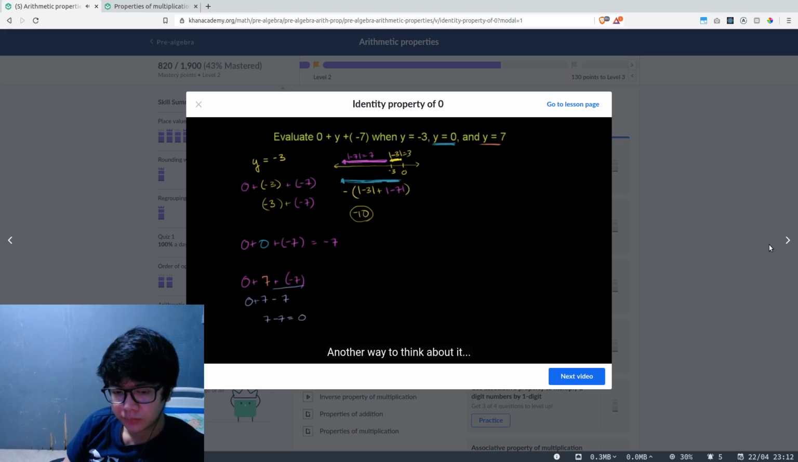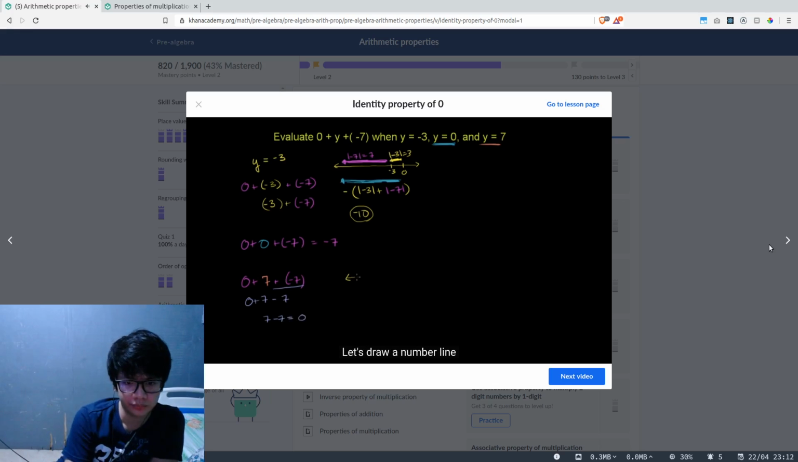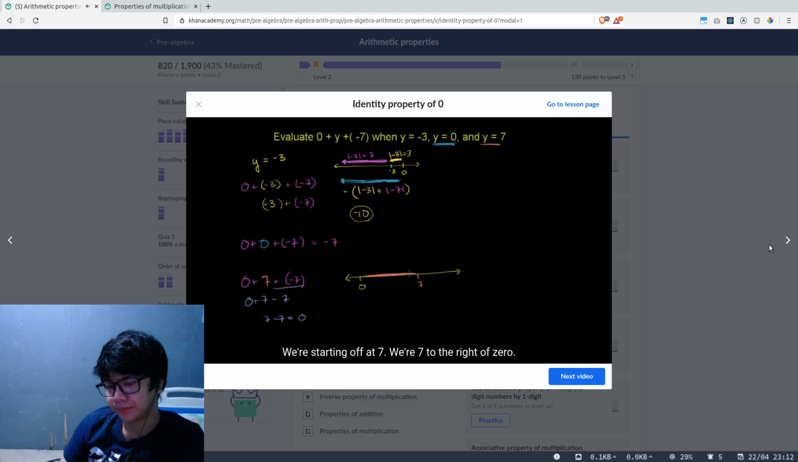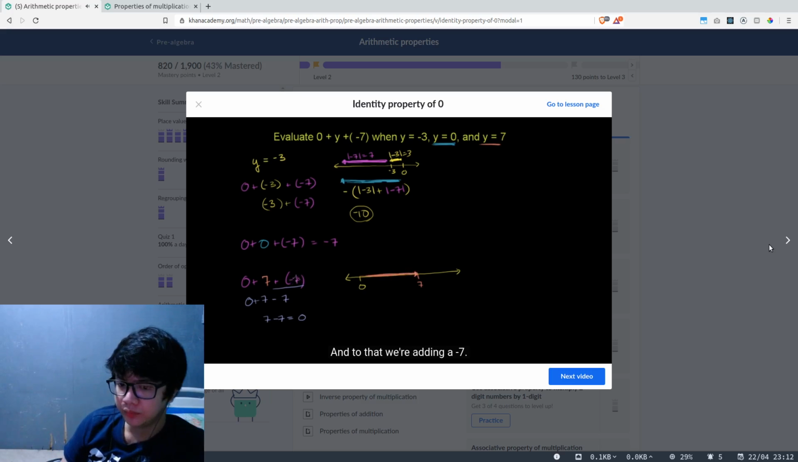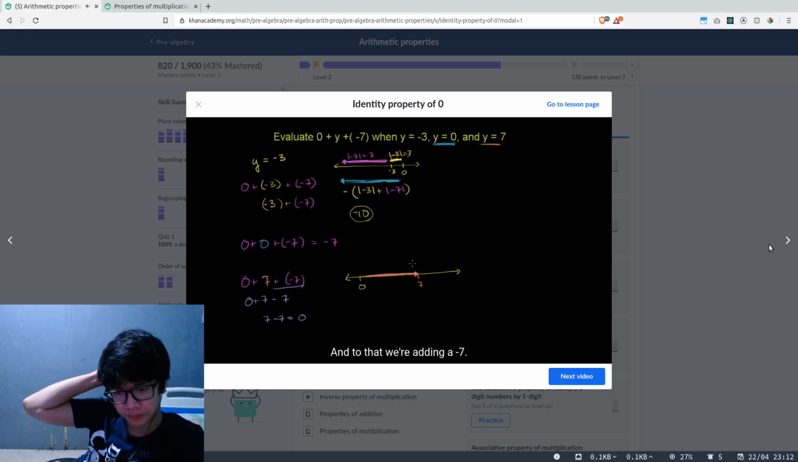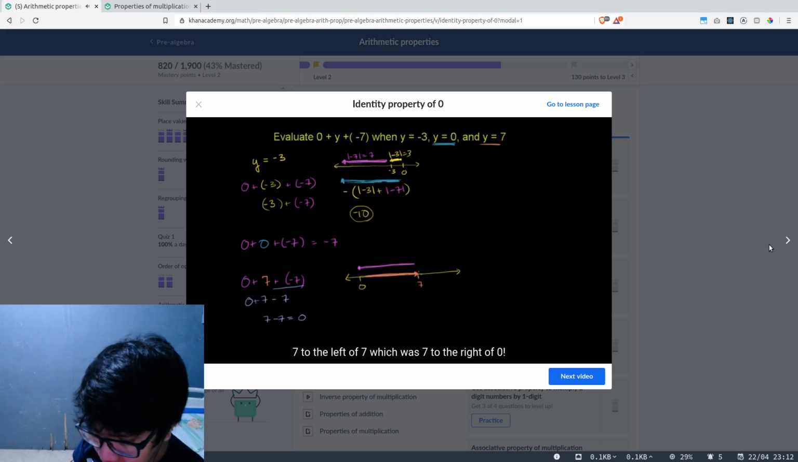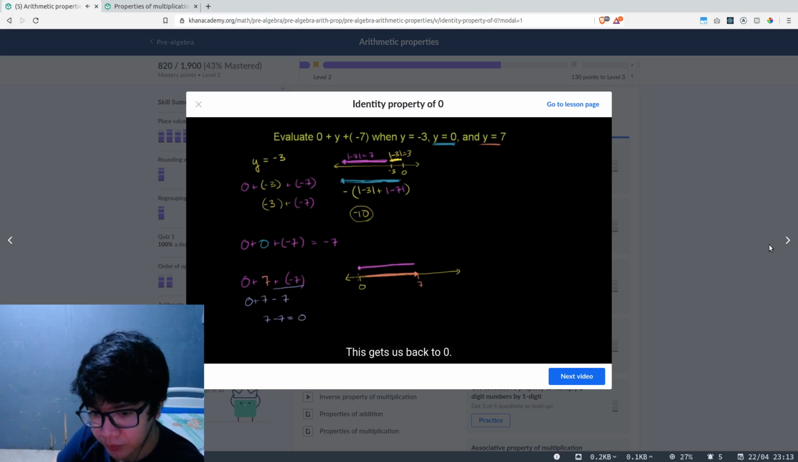Another way to think about it, let's draw a number line. Let's say that this is 0. We're starting off at 7, 7 to the right of 0. And to that, we're going to add a negative 7. So we're going to move 7 to the left of where we were, 7 to the left of 7, which was 7 to the right of 0. So this gets us back to 0 over here. So the answer is 0.